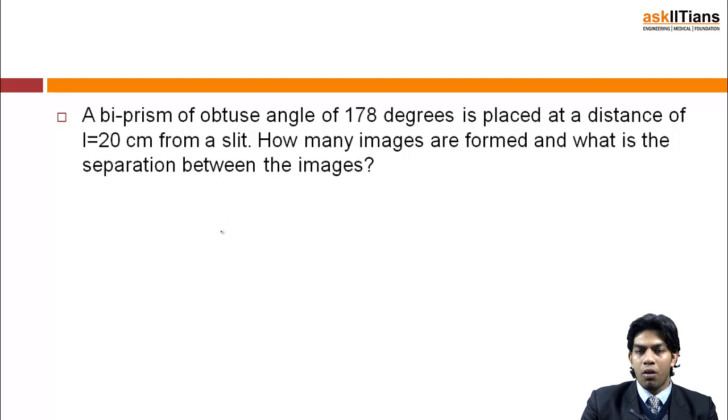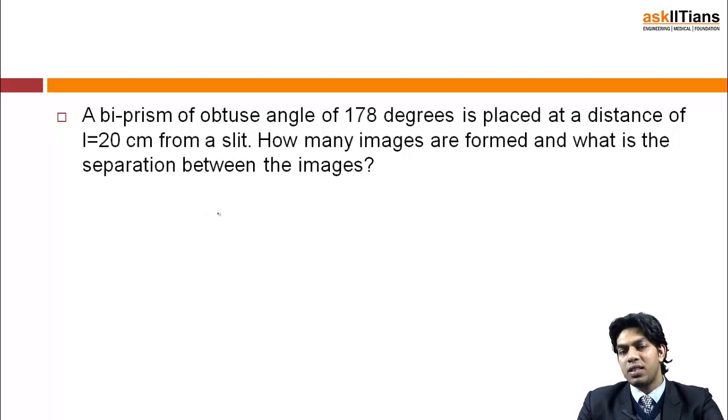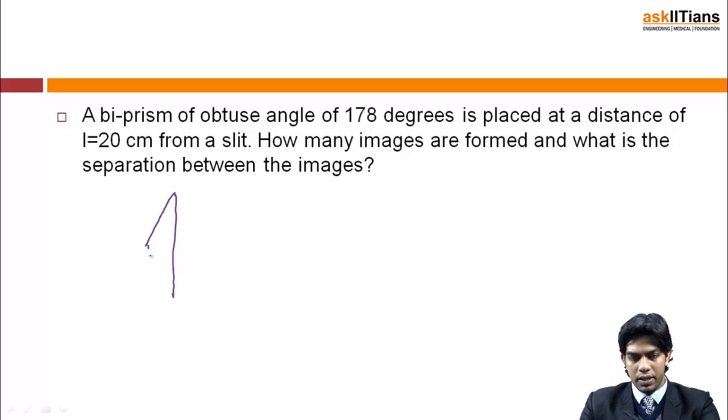A biprism of obtuse angle 178 degrees is placed at a distance of L equals 20 centimeters from a slit. How many images are formed and what is the separation between the images? Now, if I want to put up the diagram, it looks like this. So I have a biprism of obtuse angle 178 degrees. Let me denote this angle by alpha, and I have an object over here.